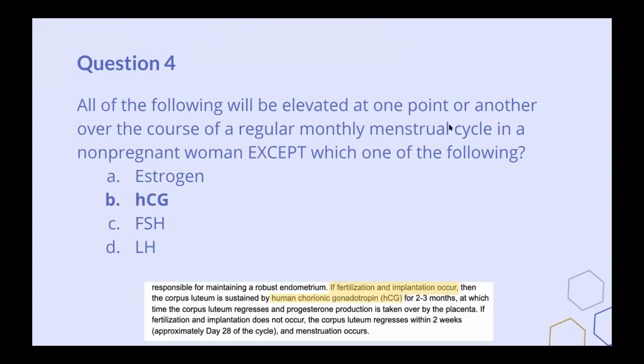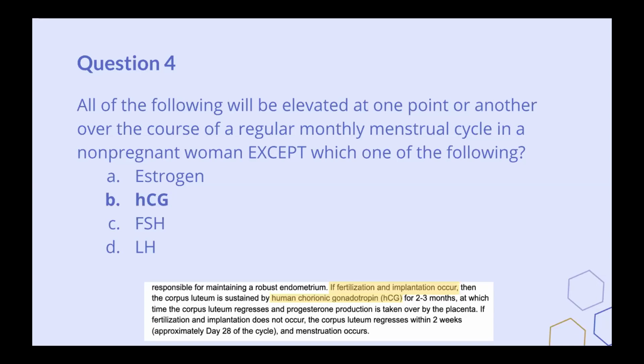So the keyword here is non-pregnant. Yeah, B is the answer. So estrogen, FSH, and LH are present in all women, pregnant or not. Only HCG is present in pregnant women. That's the hormone we use to detect pregnancy. So if you forgot about that on the exam, you can go back to the passage, right?